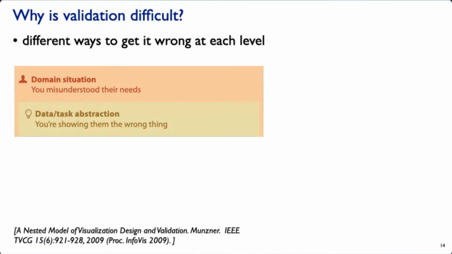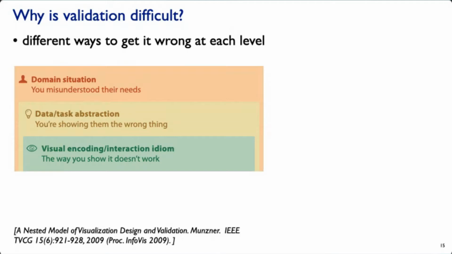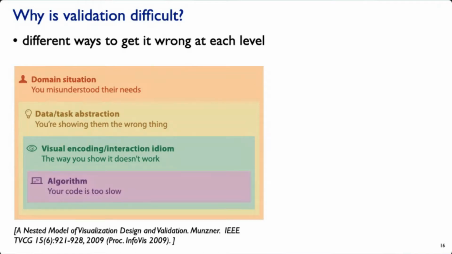At the abstraction level, well, we might get that data abstraction wrong. We might actually be showing them the wrong thing, and then the most perfect visual encoding in the world can't save us. At the idiom level, maybe the way you're trying to show it simply doesn't work given the constraints of human perception, which are often inconvenient and sometimes surprising. And then finally, at the algorithm level, well, we might have something that simply doesn't scale. Maybe your code is too slow. These are really different families of problems. And so we typically need to steal methods from a whole lot of different fields at each level. Visualization is a really intrinsically interdisciplinary approach.